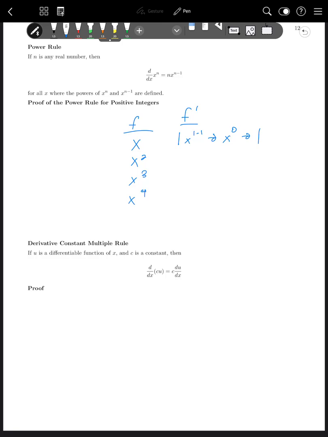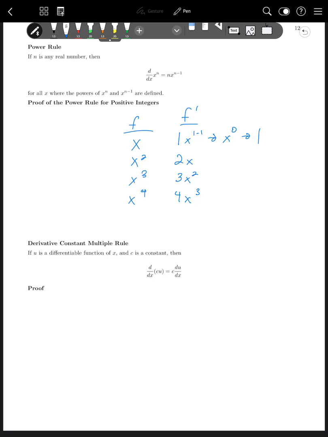So then we can go on from there. For the second one, this would be 2 times x. The next one would be 3x squared, and then 4x cubed. So you bring the exponent out in front, and you subtract 1 from the exponent to give you the new derivative.